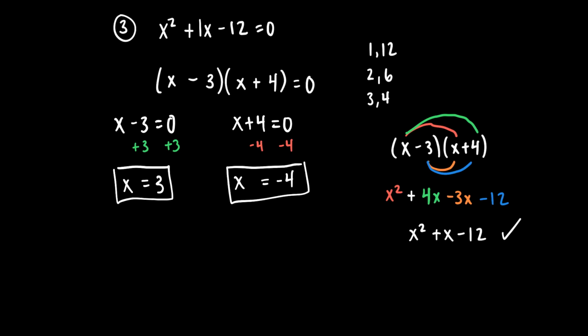So those are our two solutions. If you check them, they work. Always recommend checking them. So our final answer is going to be x is equal to negative 4, comma 3 with the little curly brackets.